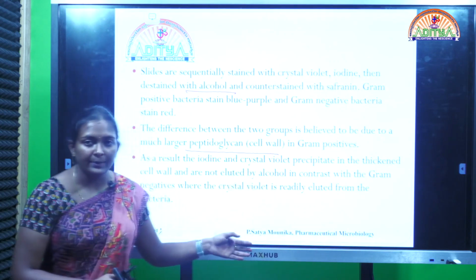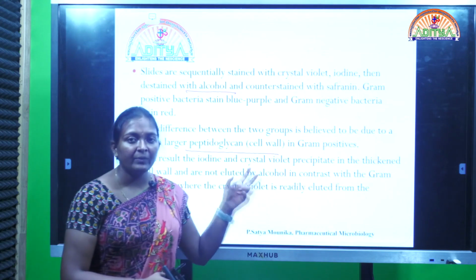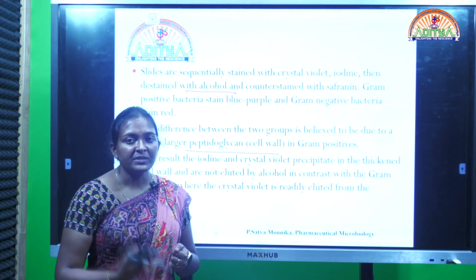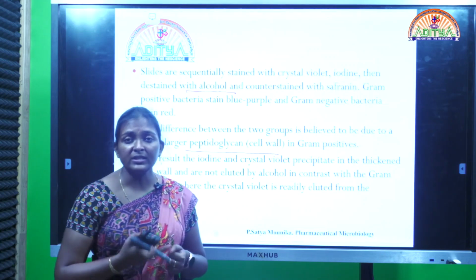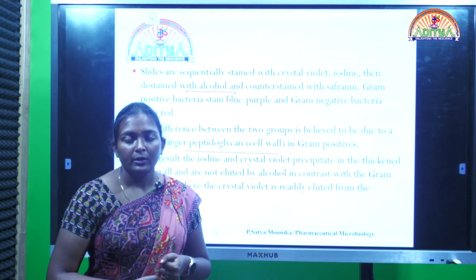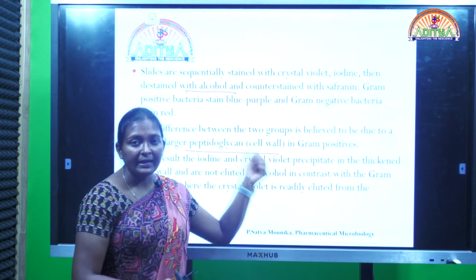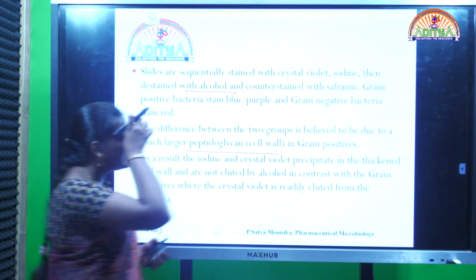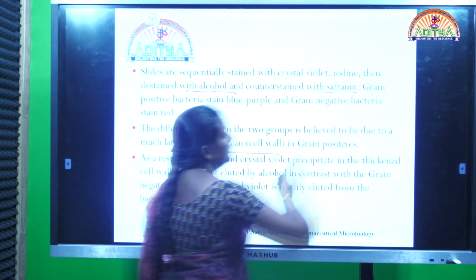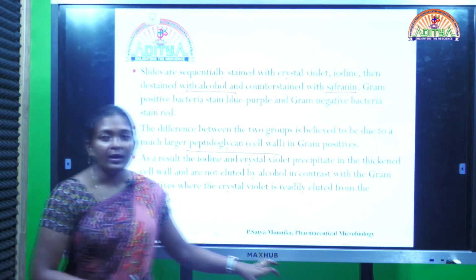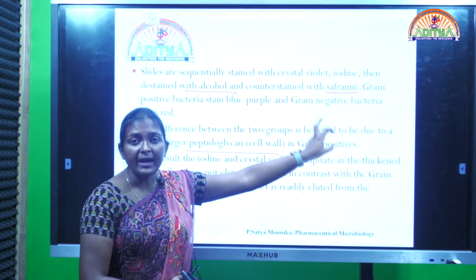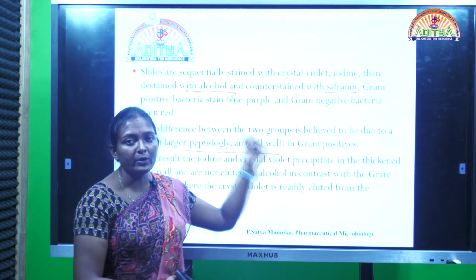So in the next step, after adding the crystal violet and after adding the alcohol, we will add the subsequent stain which is called iodine. After adding the iodine, we add the subsequent stain which is called safranin, also called the counter stain. So why do we add the safranin? What is the importance of safranin?